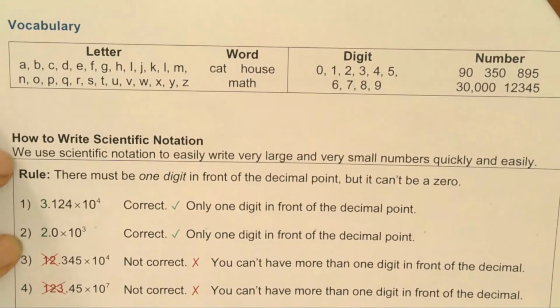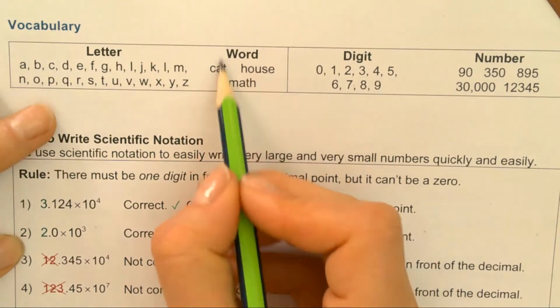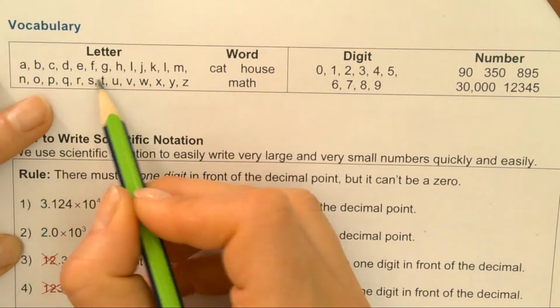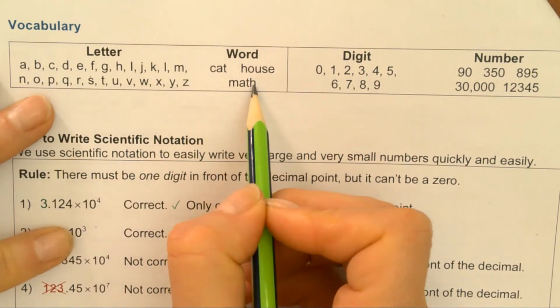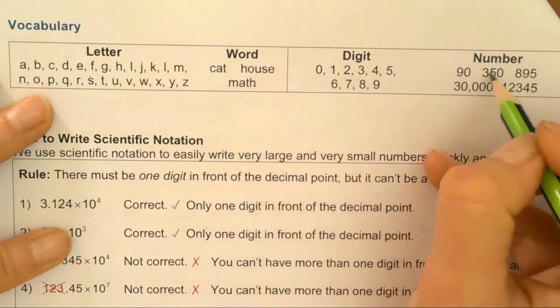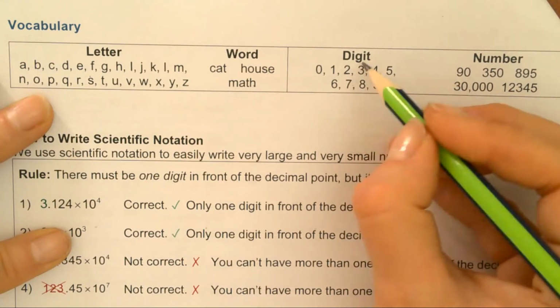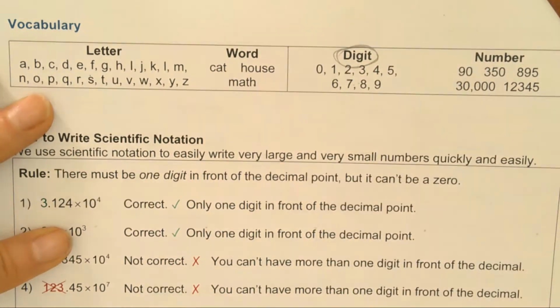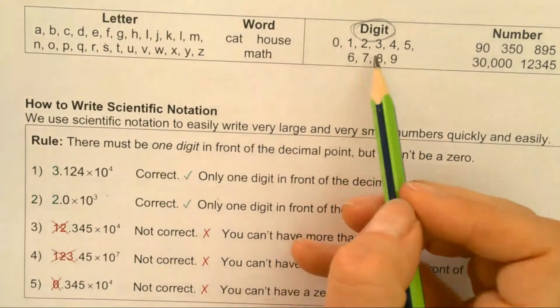So now, vocabulary. In English we have words and we have letters. The letters make up words. And in math we have numbers and then we have digits. Numbers are made up of digits. So I'm going to use the word digit. Digit is just like the alphabet, but for numbers.